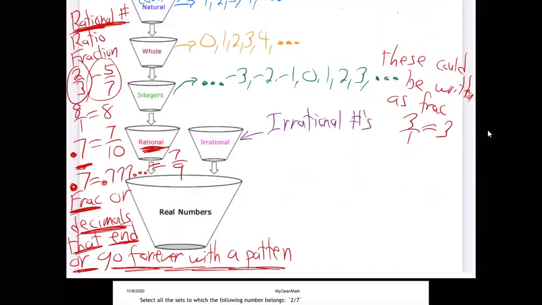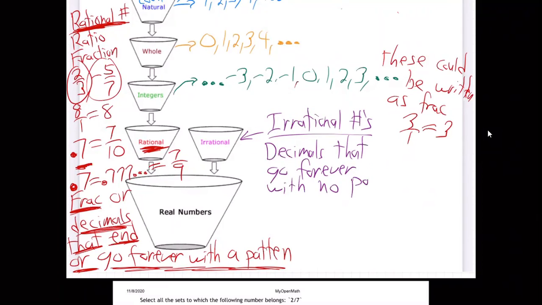Irrational numbers, those are decimals that go forever with no pattern. That's what makes them different. They go forever with no pattern. Well, what numbers do that? Square root numbers that are not clean, like square root of 2.